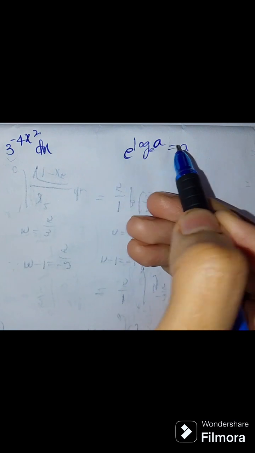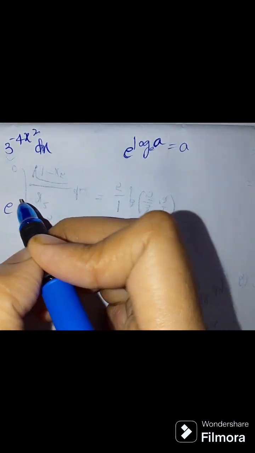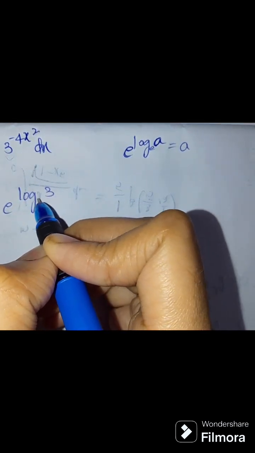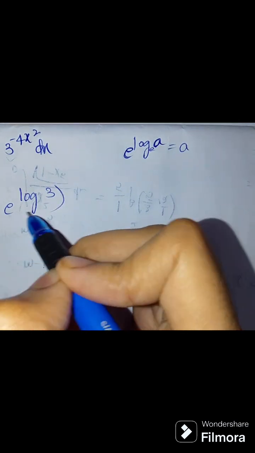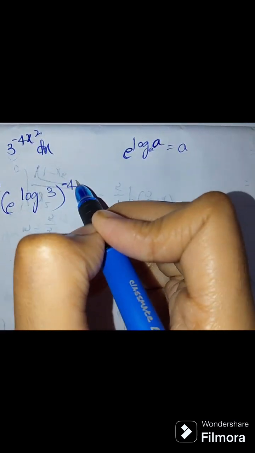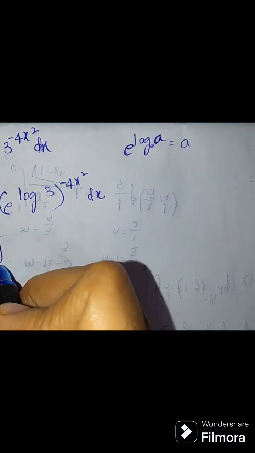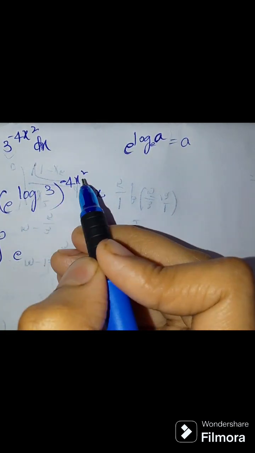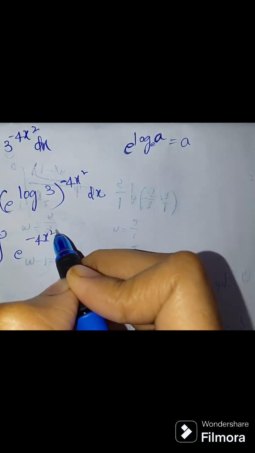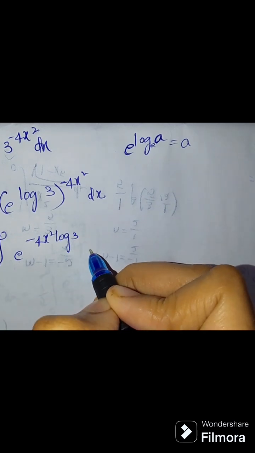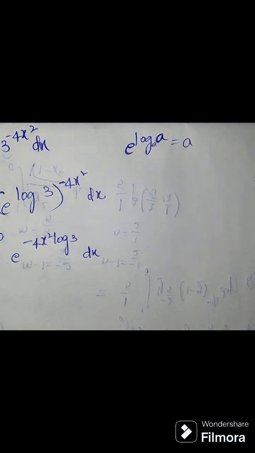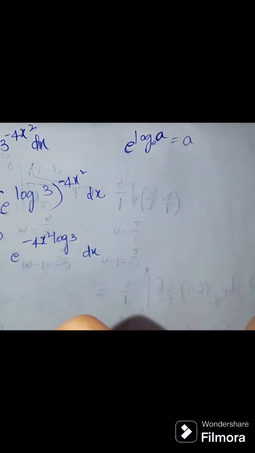So I want to write 3 like this: e power log 3, base is e. If you write it down, no problem. Power minus 4 x square dx. So now what I can do, integral 0 to infinity e power, we can multiply them, so it will become minus 4 x square log 3 dx. So now if you see, we got an exponent.